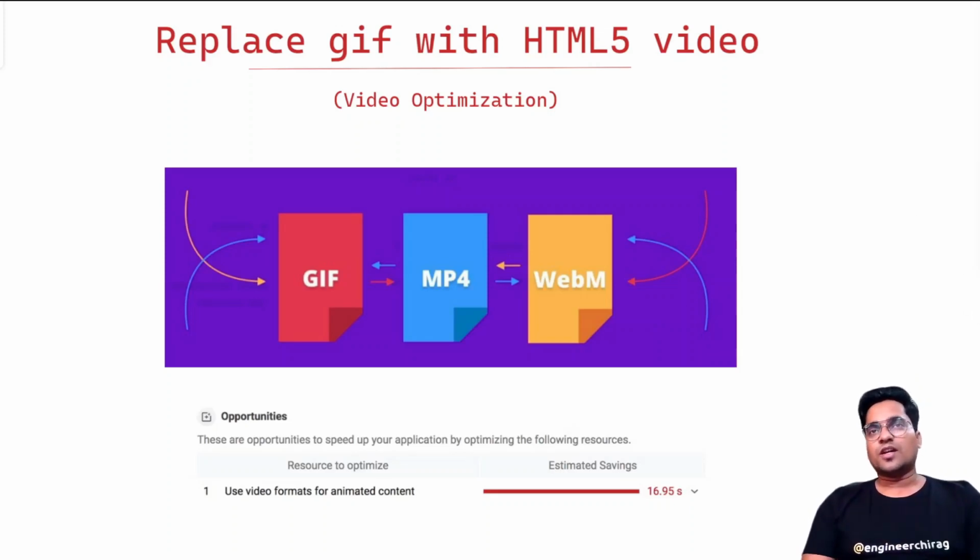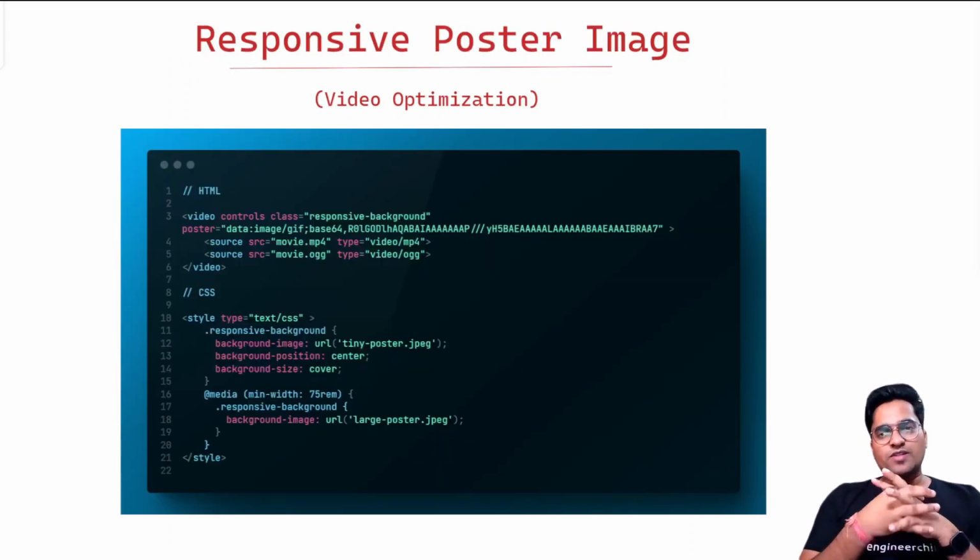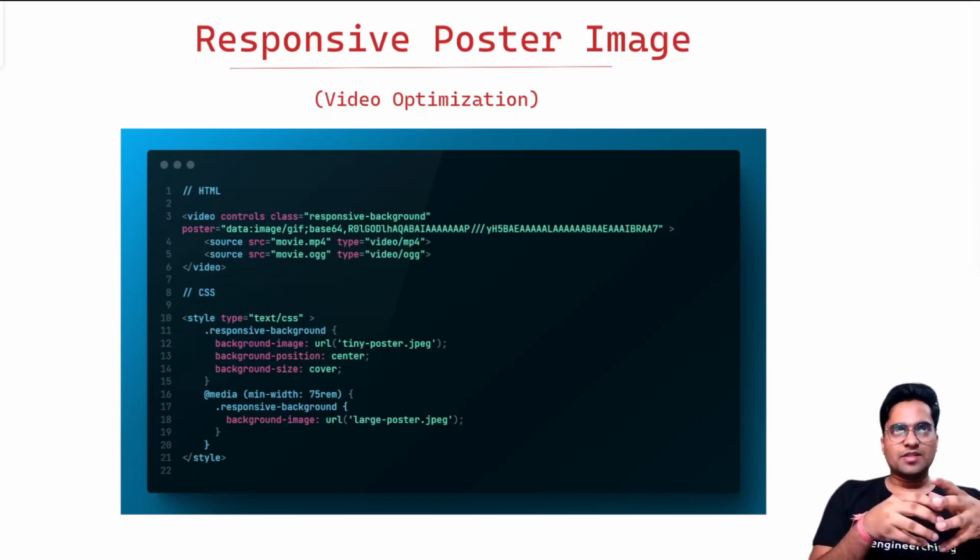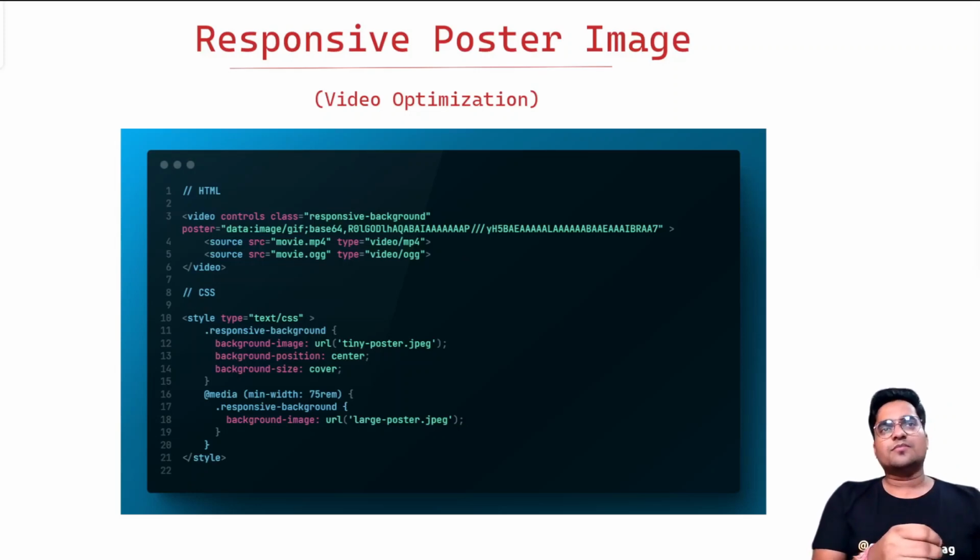So let's talk about other optimizations. Responsive poster image. We have to understand that until your video is loaded, you may want to showcase some image, some thumbnail, to the user, right? That can be achieved using a video attribute. You can see in this video element what we are doing. We have added controls, we have added a class, and this is a poster image which we want to showcase, right? And similarly, we have multiple sources. Depending on which source is supported by the browser, it will automatically load.